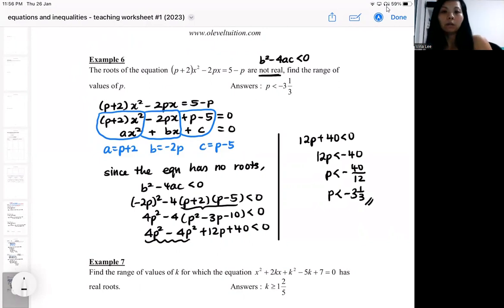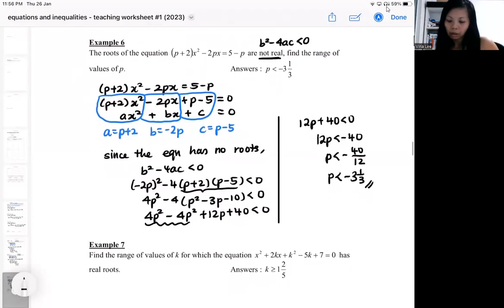So if they tell you the nature of the roots, you link it back to the condition of the discriminant. And then make sure you extracted out your ABC correctly and execute the condition of the discriminant.